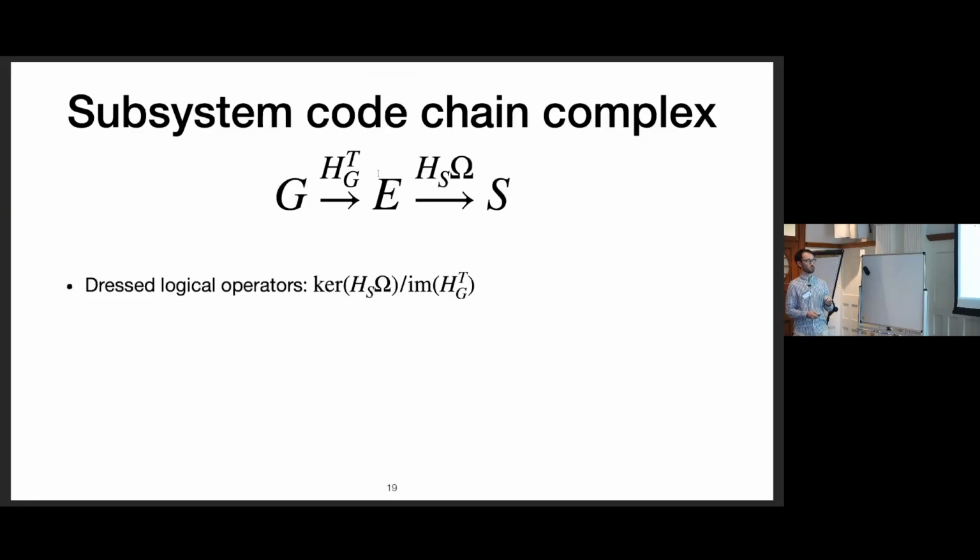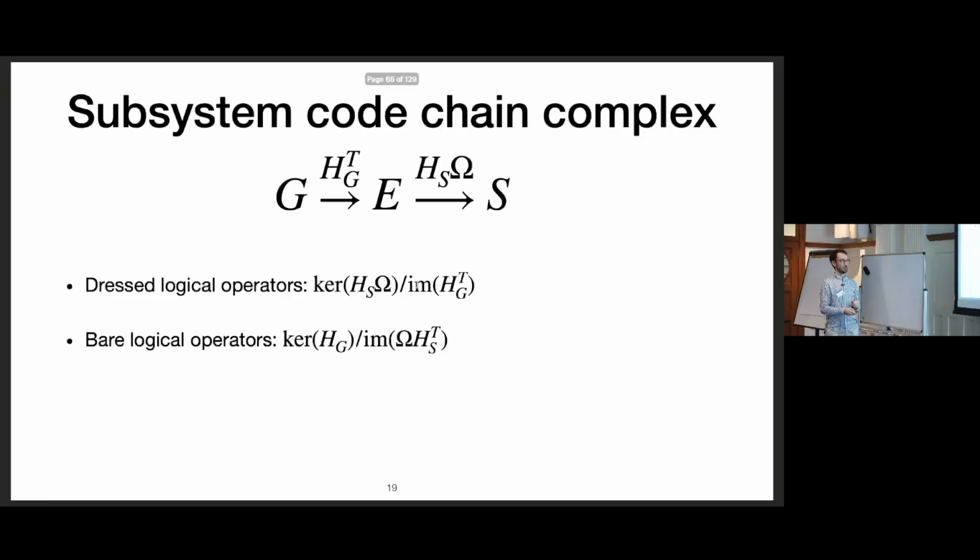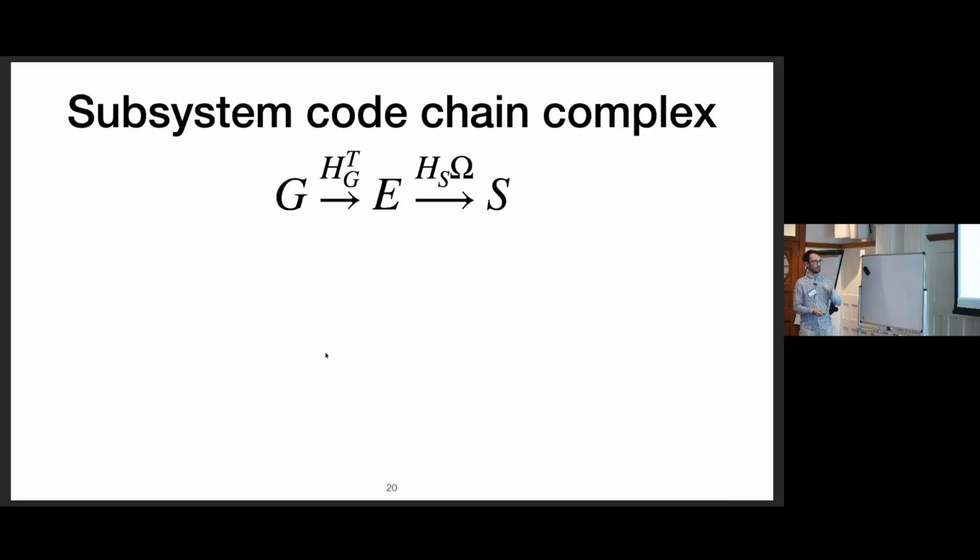And yeah, for the experts, maybe there's also, the homology of this will tell you about the logical operators of the subsystem code. So there's these things called dressed logical operators. These are things that commute with all the stabilizers, but are not themselves gauge operators. And there's also these things called bare logical operators that correspond to things that commute with all the gauge operators, but are not stabilizers. But we won't actually use this. I just wanted to flash it up there so you know that the homology also has some interpretation in this.